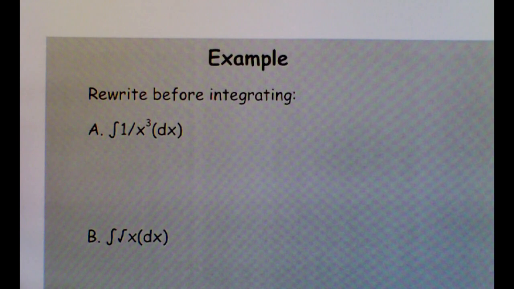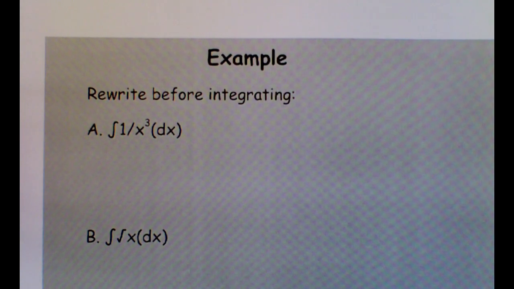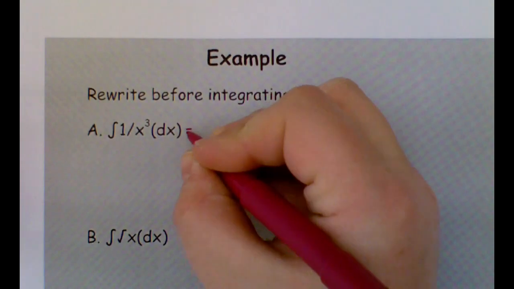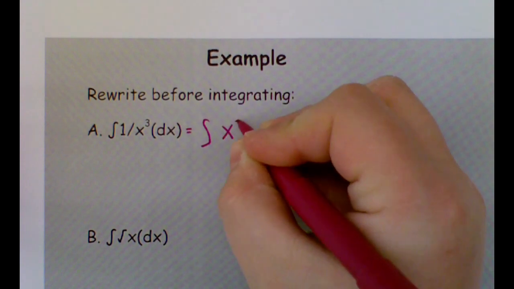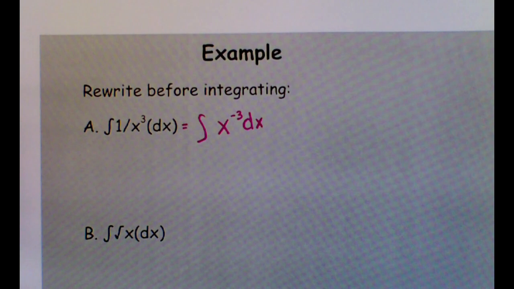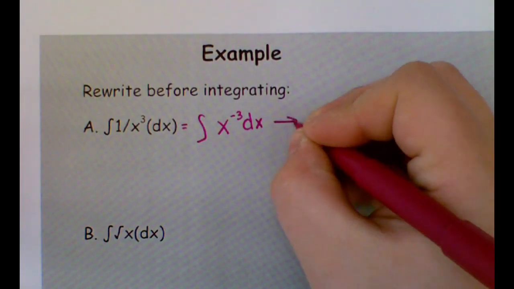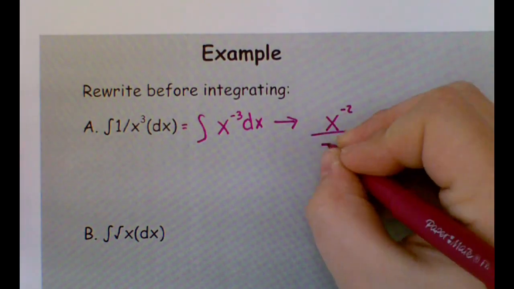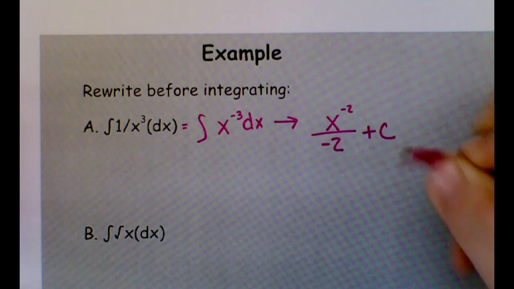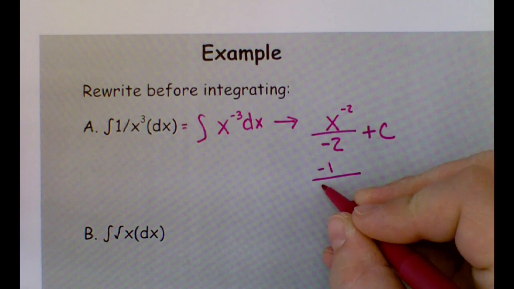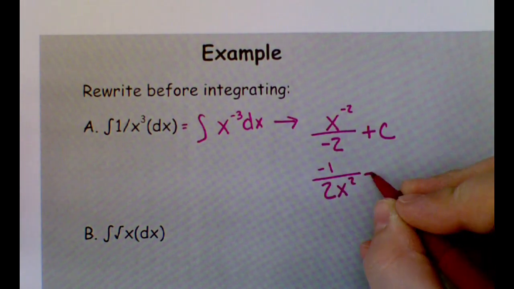Sometimes it's helpful to rewrite our integrals before we actually try to do them. So I have 1 over x cubed dx. I would rewrite this as x to the negative third power dx, because now I can follow that general power rule. So I'm going to add 1 to my power, make it negative 2, divide by that new power, plus c. Well, that means we have 1, put my negative on the bottom, over 2x squared plus c.